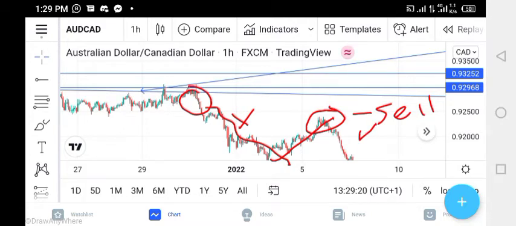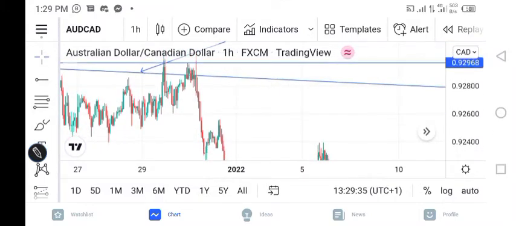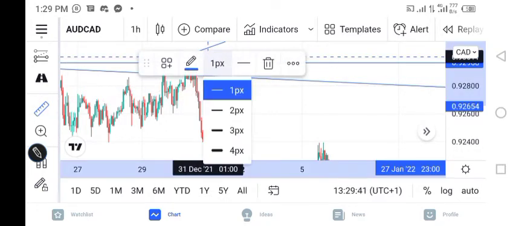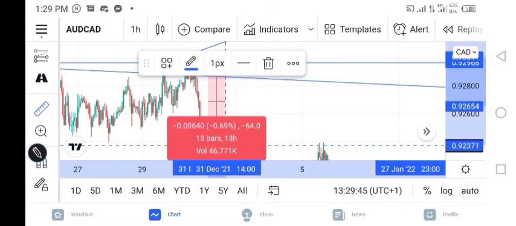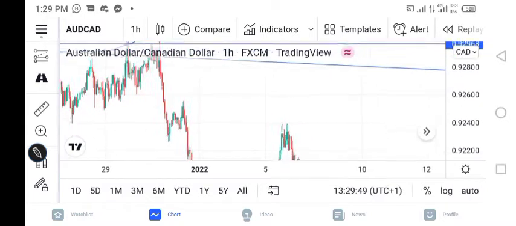Because the market has already created a supply level right here where the market is going to supply. For those that miss out right here, they can also get into the market here. Now let's look into the chart. The market made a significant movement down. Let's measure it. Up to like 64 pips. The market made like 64 pips down.